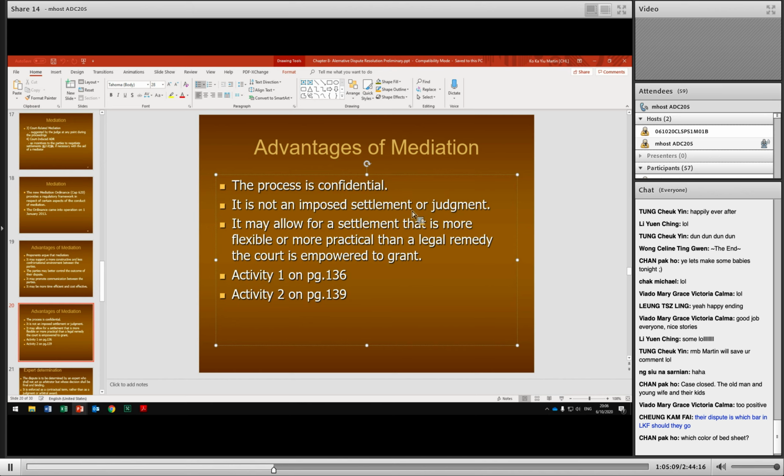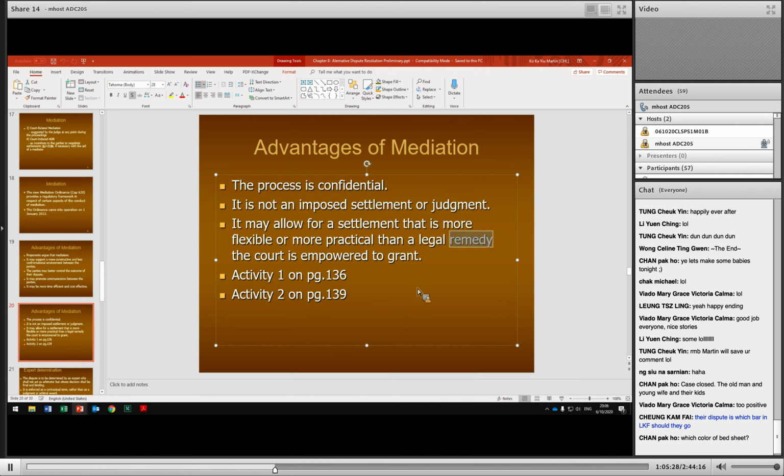It's not an imposed settlement or judgment. No one can impose anything on the party. It may allow for settlement that's more flexible and more practical than a legal remedy. The court is empowered... So when you study contract law, you know the possible remedy.